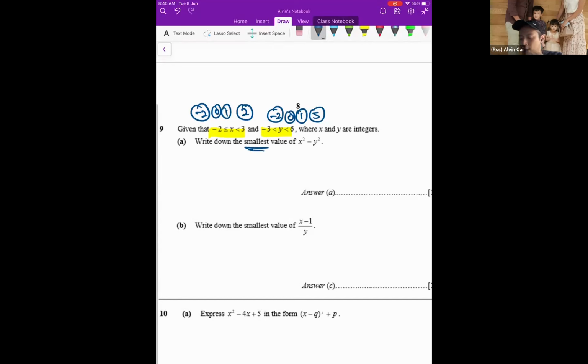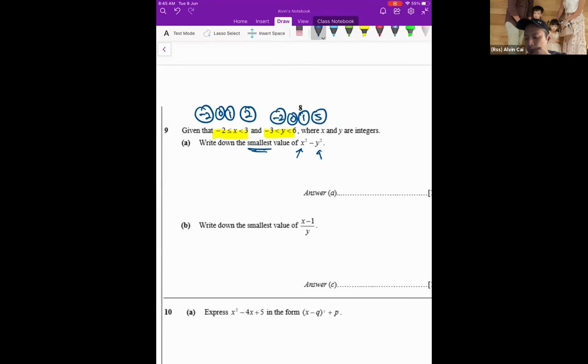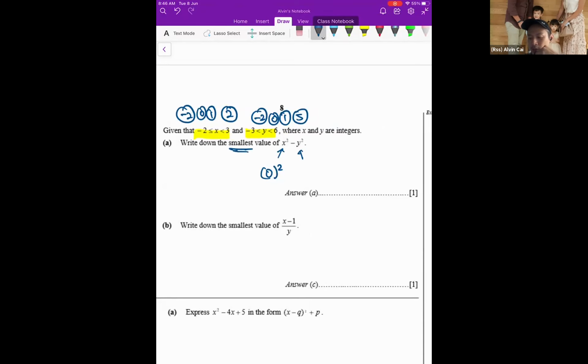So we want to find the smallest value. In this case, the first one must be as small as possible. The second one must be as big as possible so that we can have a big negative value. So in this question, the smallest possible value, if you try and error, when you square it, the smallest it can go is actually 0. Because if you put a -2 and square it, it becomes 4. You put -1 squared, it becomes 1. 0 squared is 0. 1 squared is 1, 2 squared is 4. So the smallest it can go is this.